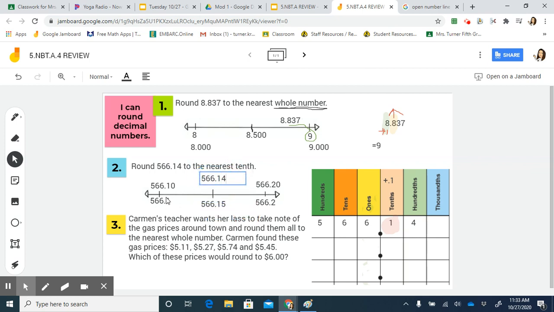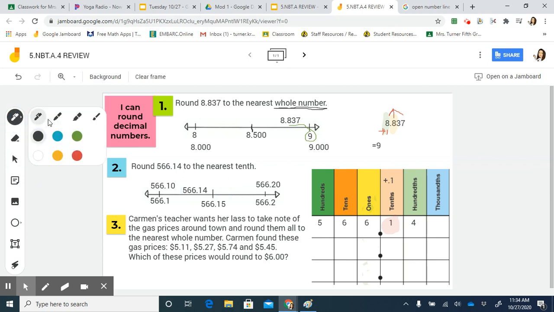566.14 go? Well, this would be 10, 11, 12, 13, 14, 15, 16, 17, 18, 19, 20, right? So the 14 would go over here just below our midpoint. And so that clearly needs to round down to 566.1. And we want to stay in the tenths, which is why I circled the one that only goes out to the tenths place value.